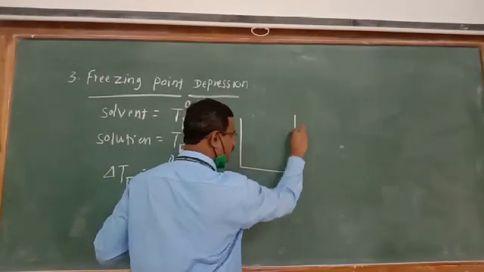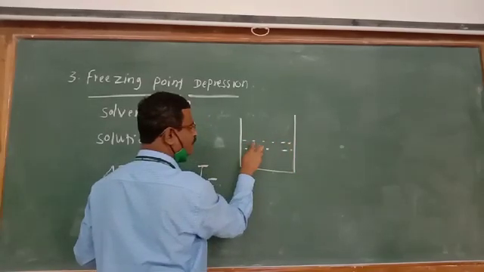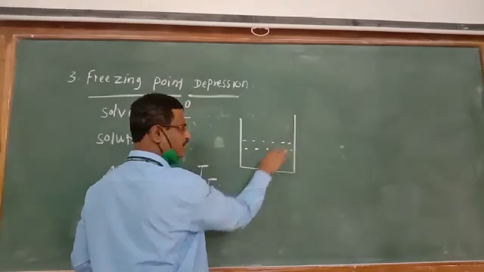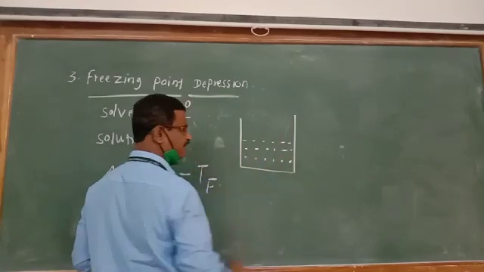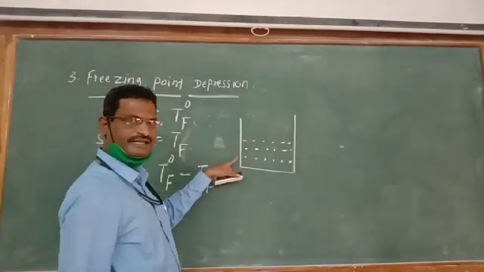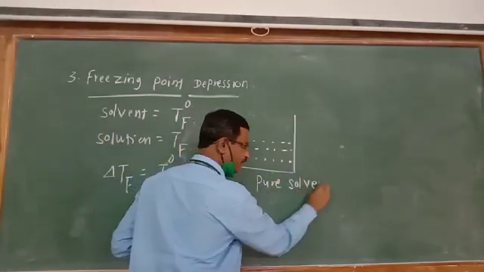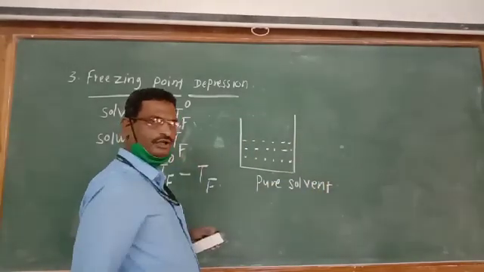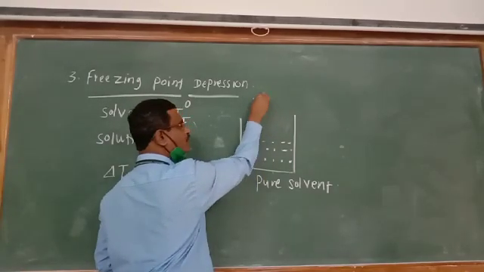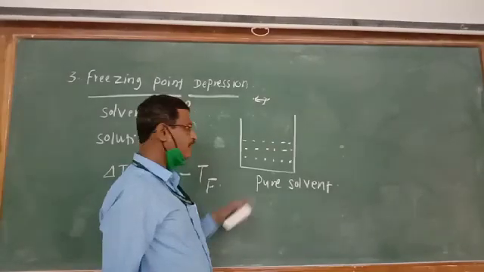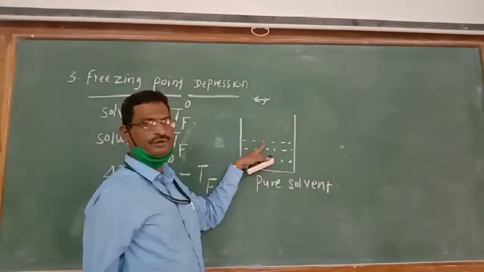Suppose in this beaker I have taken a pure solvent. How many molecules have I taken? 1, 2, 3, 4, 5, 6 in the first row. Again 1, 2, 3, 4, 5, 6. In each row I am taking 6 molecules. These are of pure solvent. Now, in the pure solvent, you are observing that the neighboring molecules are close to each other. The distance between two solvent molecules is very small.